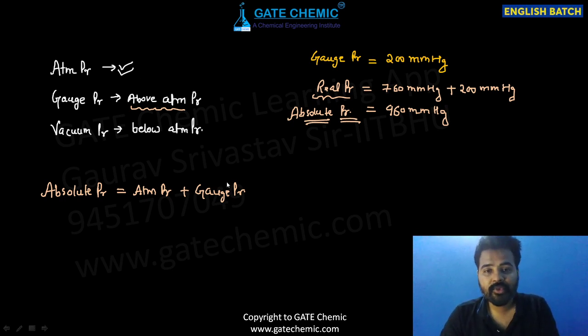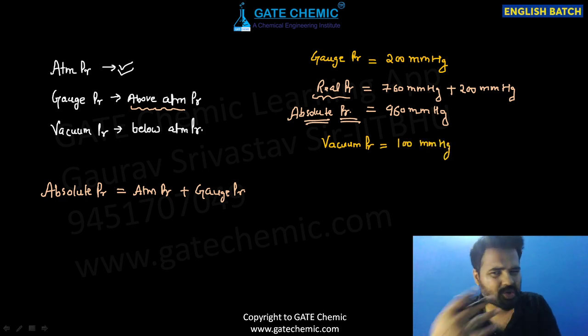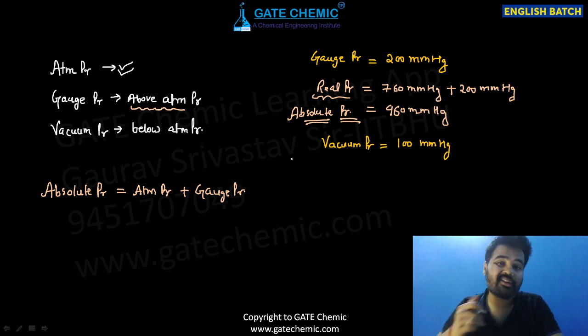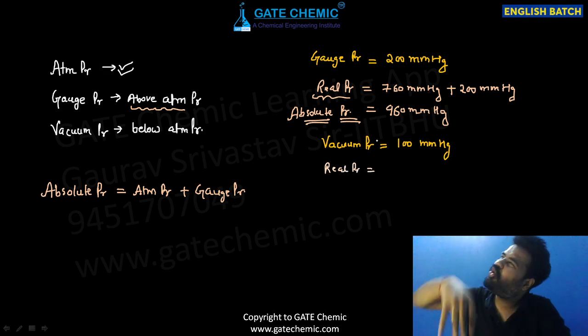See one more example. Suppose at a place, the vacuum pressure is given as 100 mmHg. What does it mean? That means the pressure of that place is 100 mmHg below the atmospheric pressure. So what is the real pressure this time?